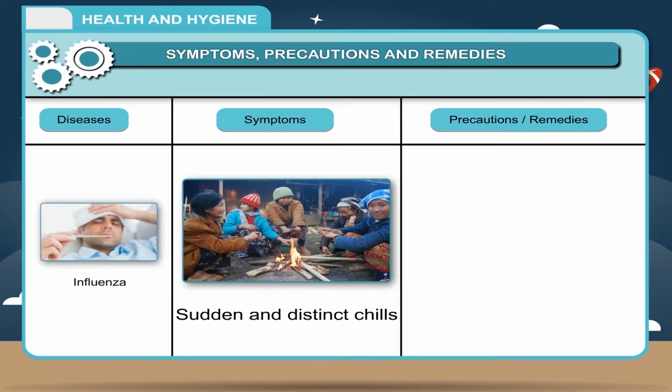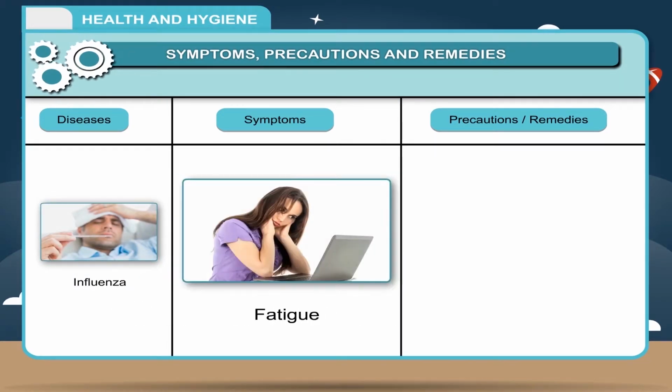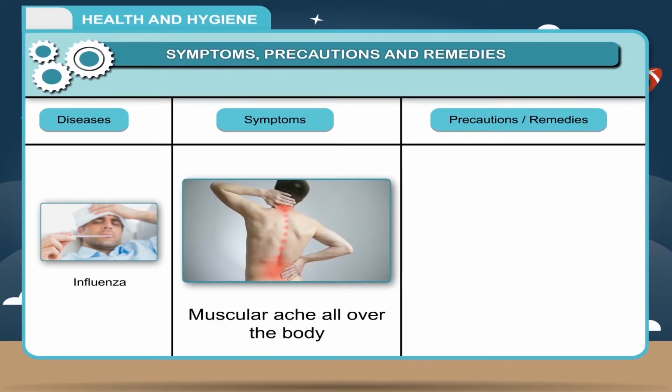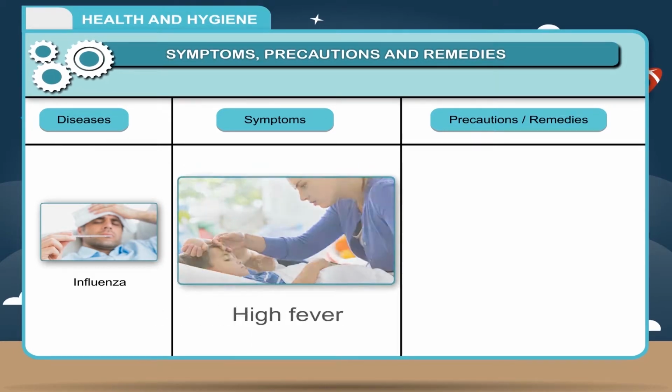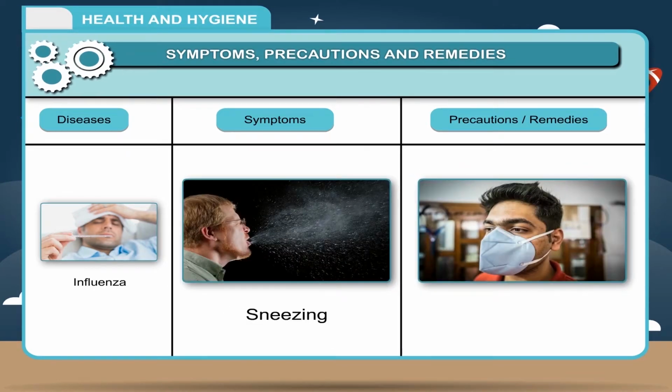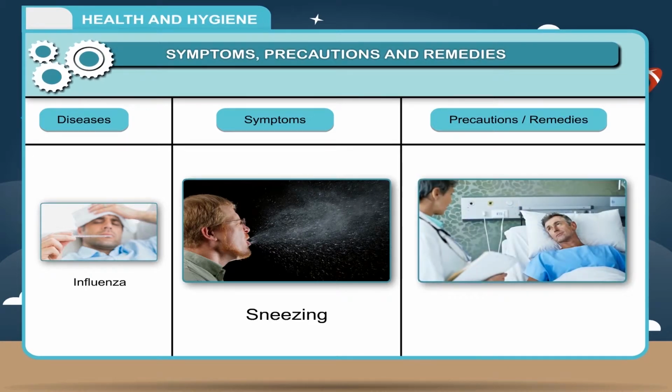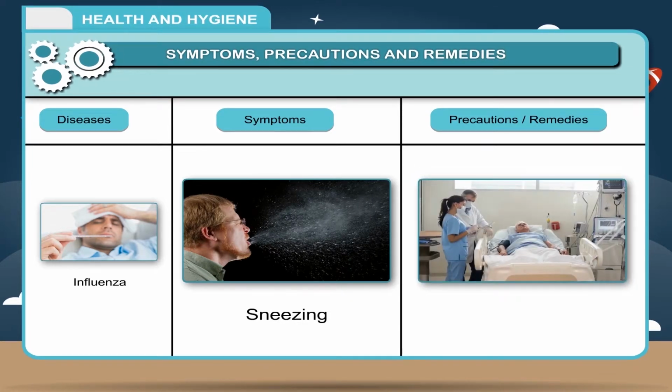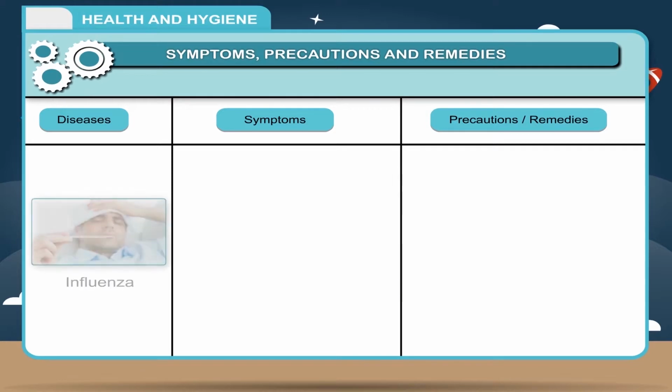Influenza. Sudden and distinct chills, fatigue, muscular ache all over the body, high fever, coughing and sneezing. The patient should cover the mouth and nose while coughing and sneezing. The patient should consult a doctor and take bed rest. The healthy person should avoid close contact with the patient.